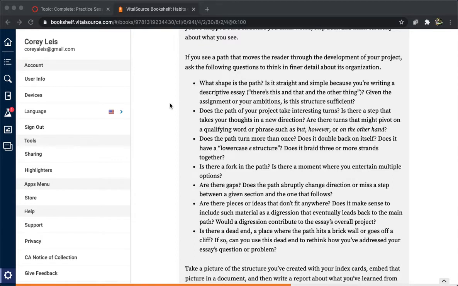What shape is the path? Is it straight and simple because you're writing a descriptive essay? There's this and that and the other thing, so it's kind of a linear fashion, right? Given the assignment or your ambitions, is this structure sufficient? So let me pause for a second.